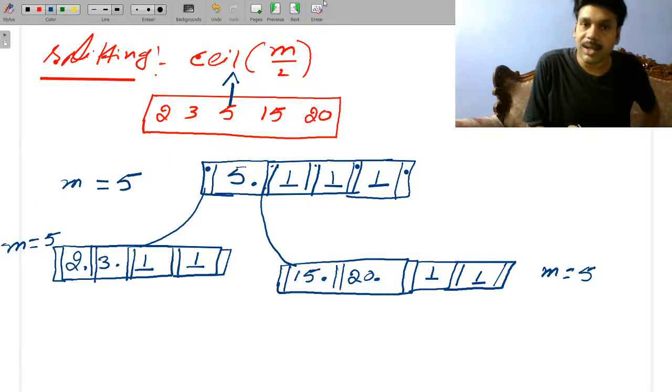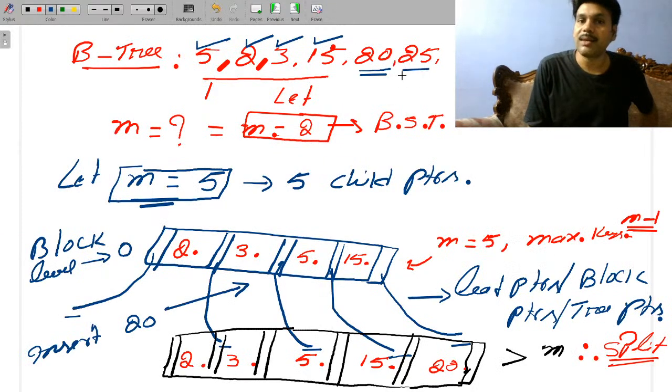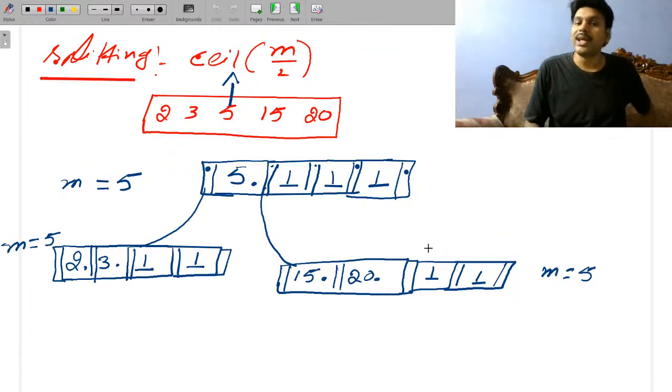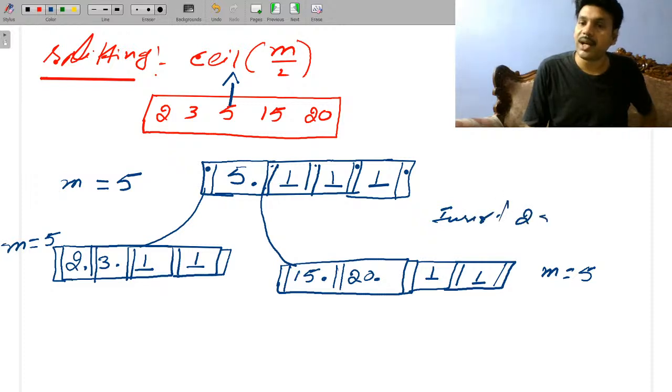Okay friends, now we want to apply the next keys, that is 25 and 1. So I can insert 25. By inserting 25, you observe like this. 25 is greater than 2, greater than 3, greater than 5, greater than 15, greater than 20. So I have space here. So I am able to keep 25 here. No problem at all.